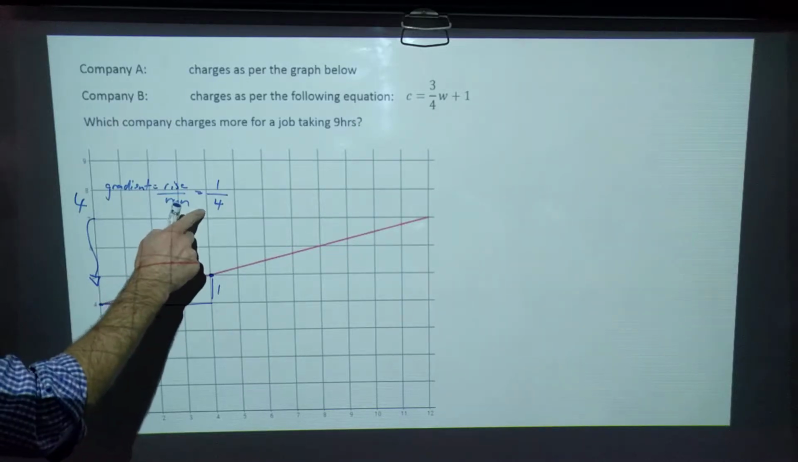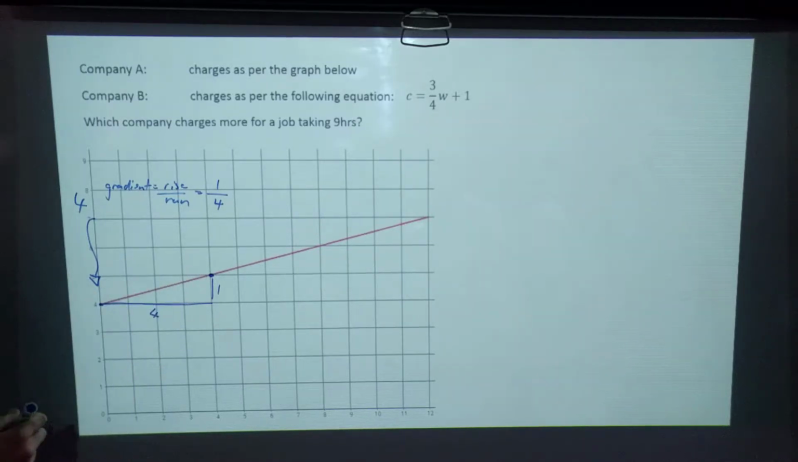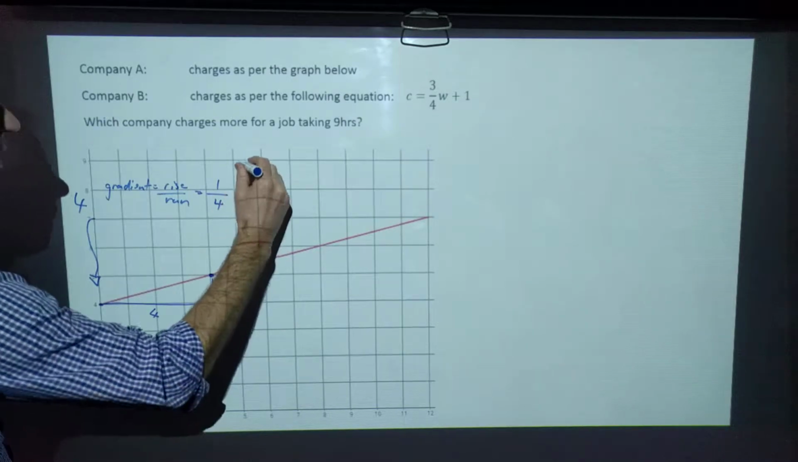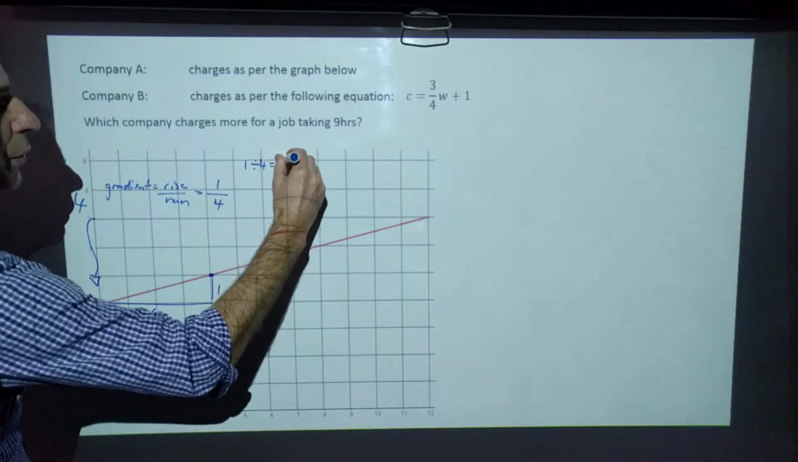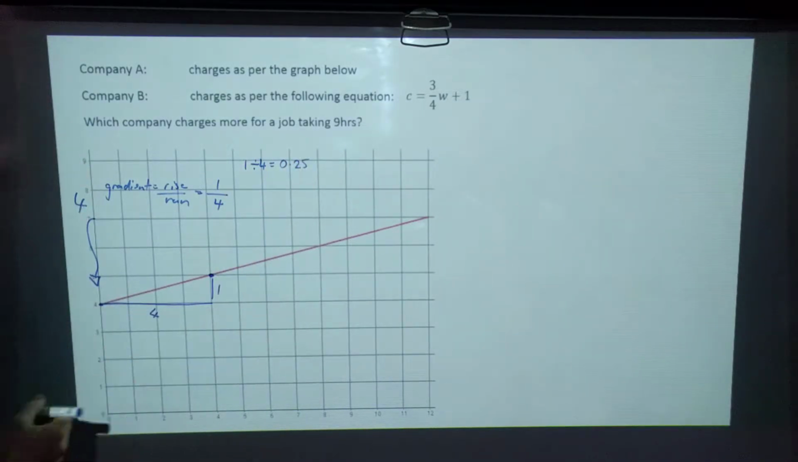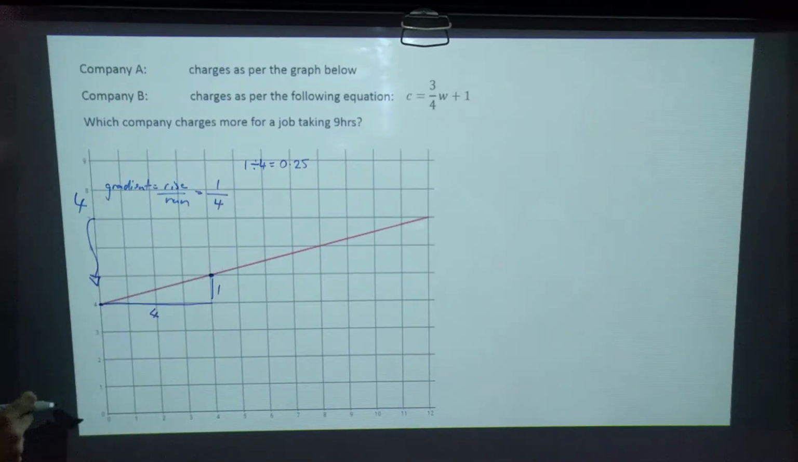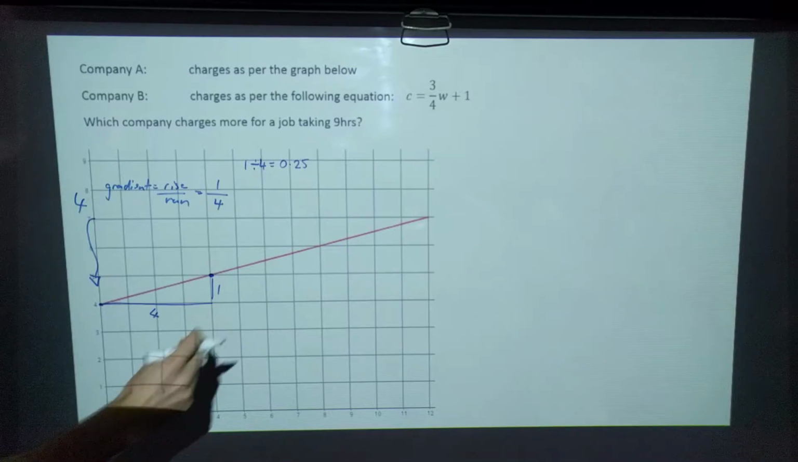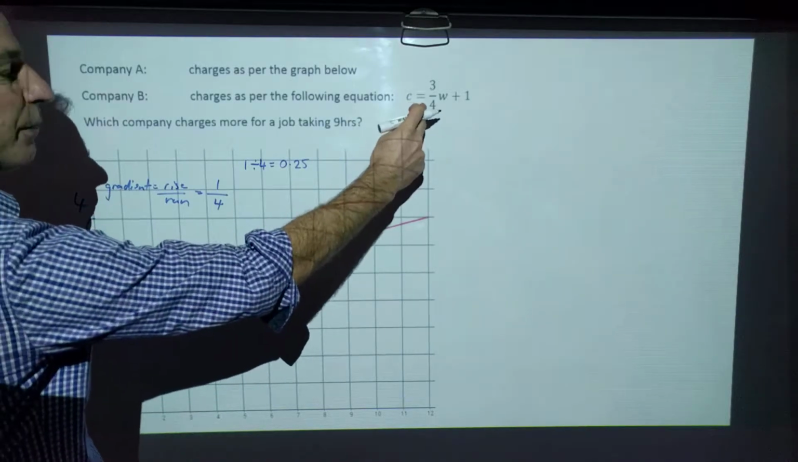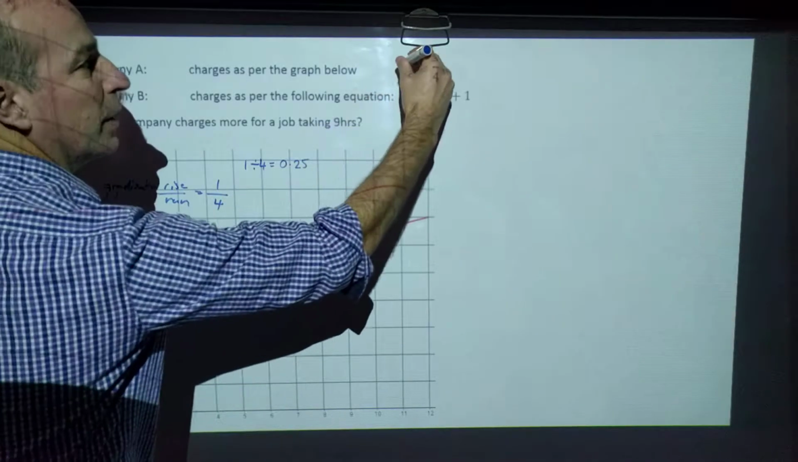Now it's possible to write this fraction as a decimal, and if we rewrite that as 1 divided by 4, we'll find that the gradient is 0.25. So you can either use a quarter or 0.25 in your equation. So much like the other one, we've got a cost. We can write this fraction.